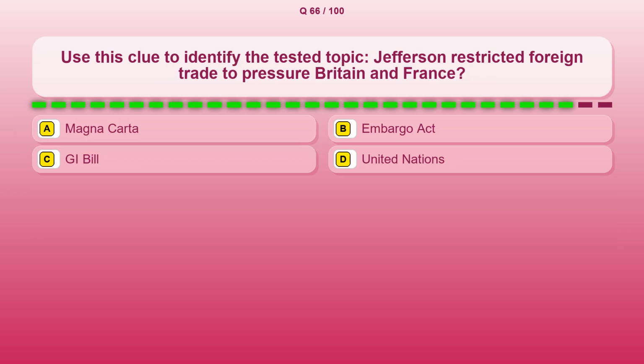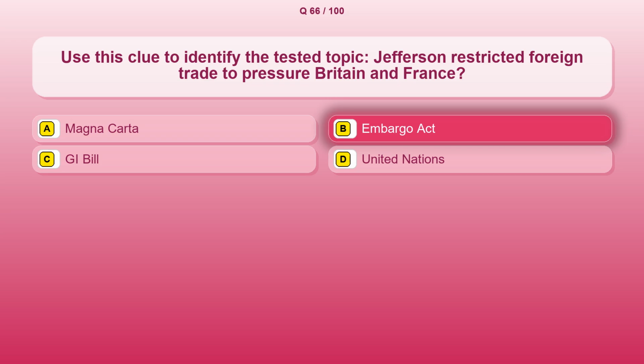Question 66. Use this clue to identify the tested topic. Jefferson restricted foreign trade to pressure Britain and France. Option A, Magna Carta. Option B, Embargo Act. Option C, GI Bill. Option D, United Nations.